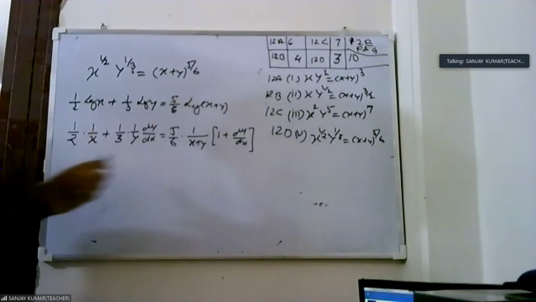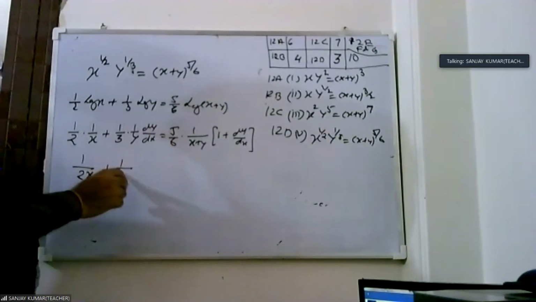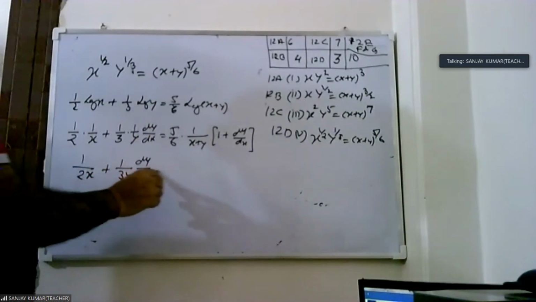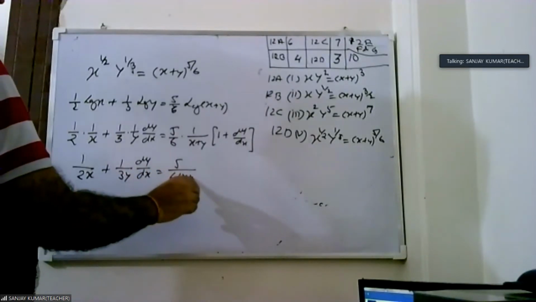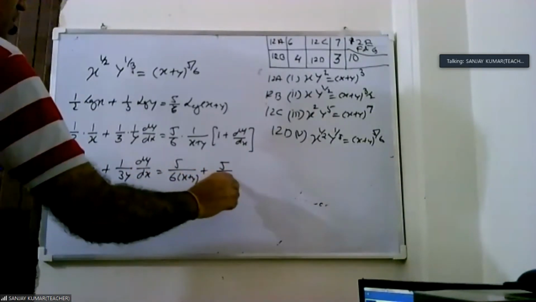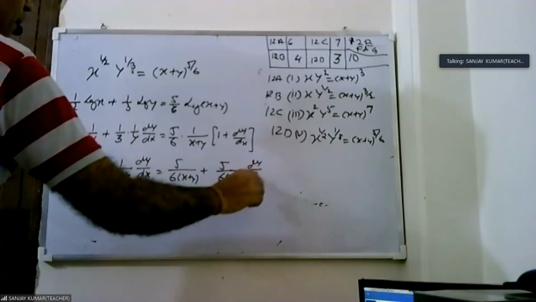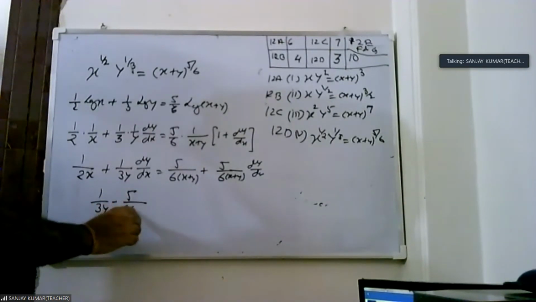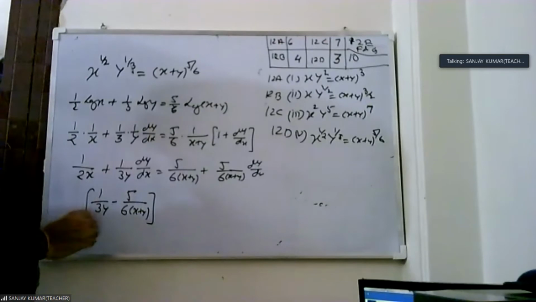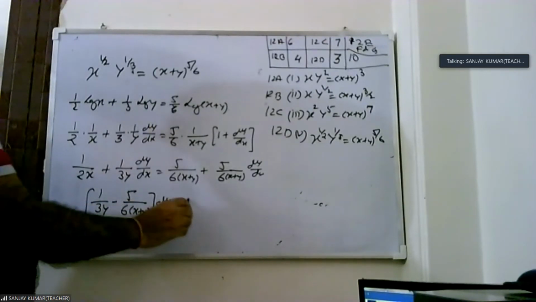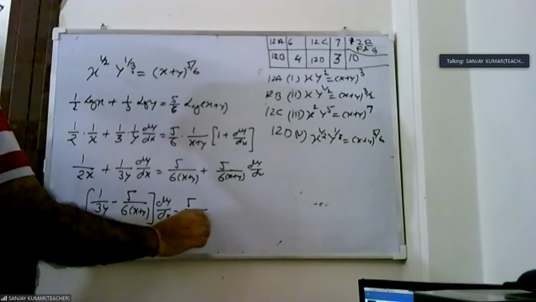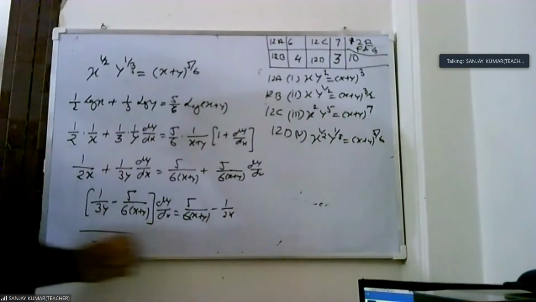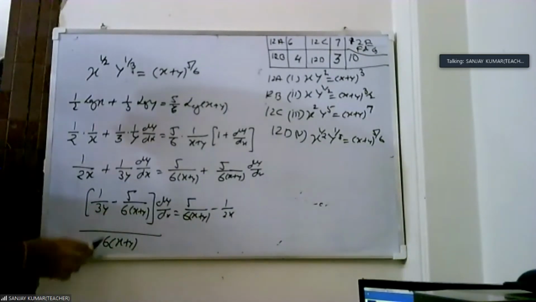So now we start: this is 1 by 2x plus 1 by 3y dy by dx equals 5 by 6 into x plus y, we open the bracket, 5 by 6(x plus y) plus 5 by 6(x plus y) into dy by dx. Okay. Now we take this side, that is 1 by 3y minus 5 upon 6(x plus y) into dy by dx, equals 5 by 6(x plus y) minus 1 by 2x. Okay, we take LCM. The LCM is 6(x plus y).